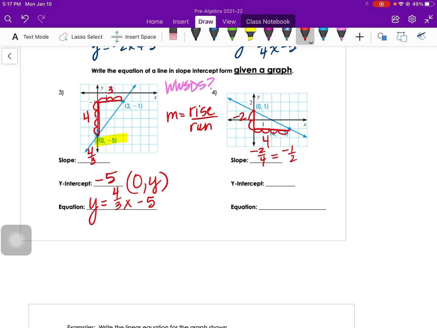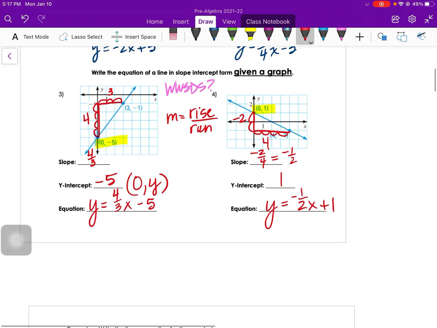Remember, slope is a fraction, so you always write it in simplest form. Just remember, anytime you need to pause this video, if I'm going too fast, just pause so you can catch up with me. All right, the y-intercept of this line is right up here at 0, 1. So the y-intercept is 1, making the equation of this line y equals negative 1/2 x plus 1.